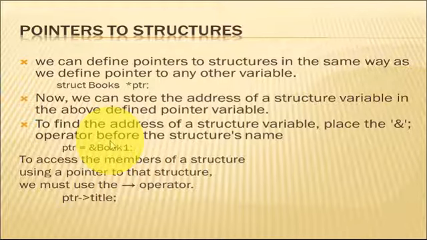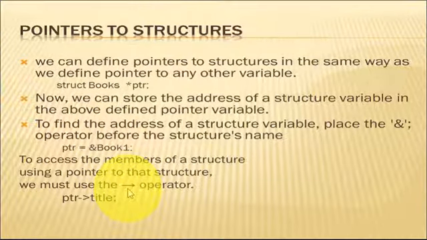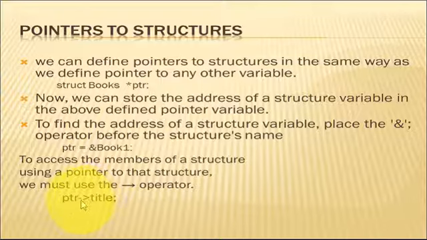To access a data member of the structure, we go for the dot operator. To access the data members of the structure variable through a pointer, that is through the address, we go for the arrow operator. So instead of dot we have to use the arrow. For example, ptr arrow title will access the data member of the book.